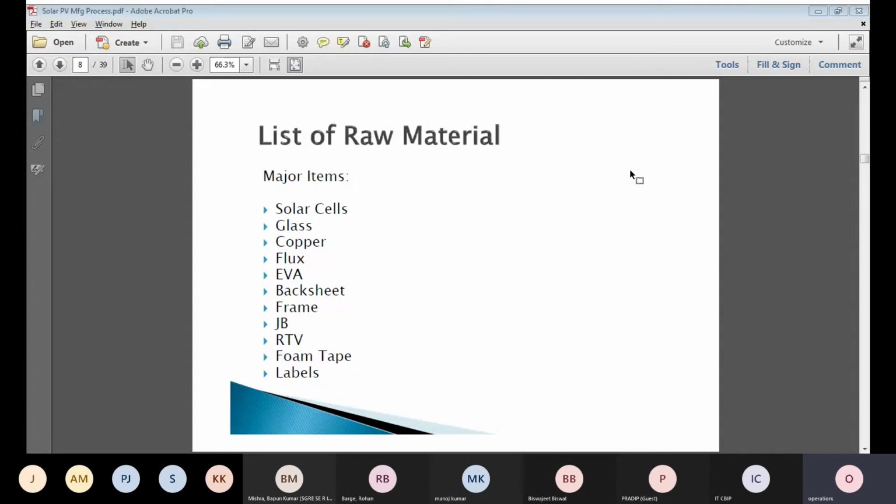Coming to the raw materials, the major items are, you can note them down, and I will share this PPT with CBIP, they will issue it to you. The key item is solar cells. The second ones are glass, copper, flux, EVA. EVA means ethylene vinyl acetate, a hot melt adhesive used to laminate the solar cells. Then backsheet, frame, junction box, RTV, foam tape, and marking labels, whatever is required. These are the major raw materials to make a solar PV module.